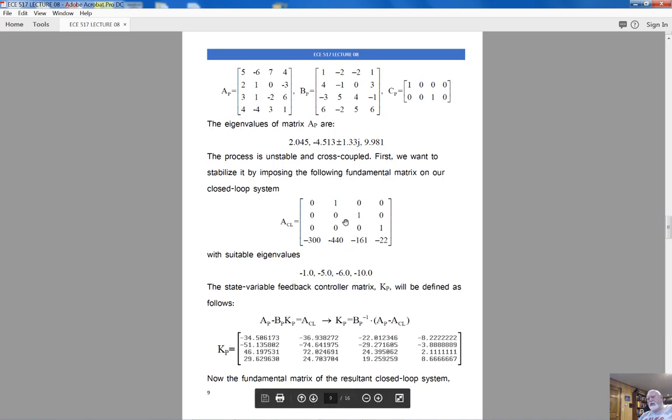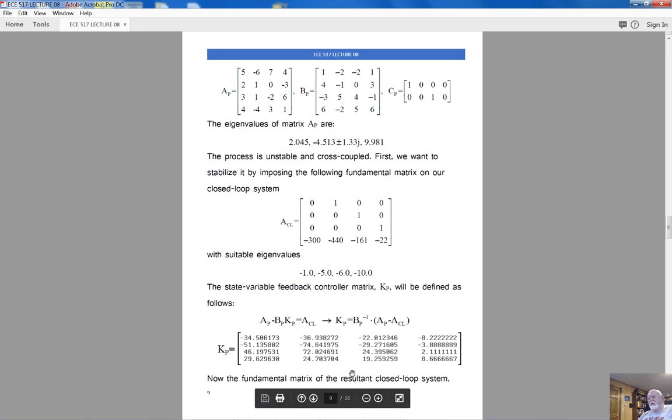Look, this is the closed loop, fundamental matrix of the closed loop system. AP minus BP KP is equal to A closed loop. And because of this, I can easily determine matrix KP like this. Now, matrix BP is a 4x4 matrix. It has to be inverted. Matrix AP and matrix A closed loop are 4x4 matrices. So, from the computational point of view, it's quite an elaborate task. Therefore, it was done using a computer. And this is the matrix KP defined by the computer tool. And I printed it out.